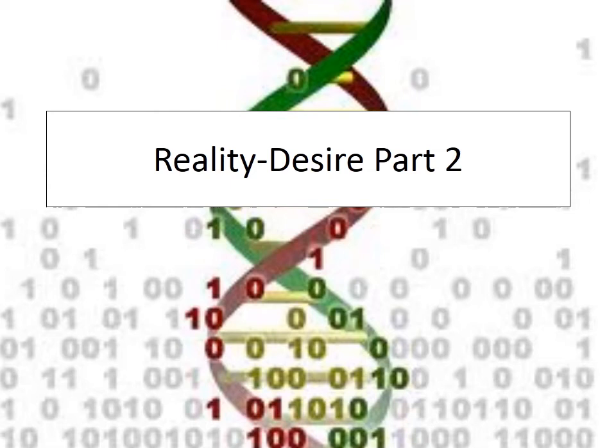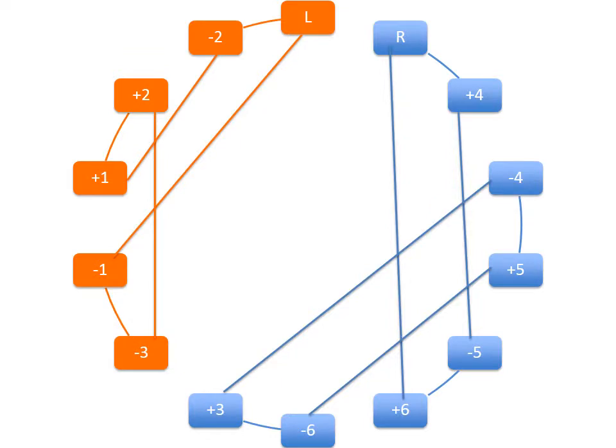Alright, Reality Desire Part 2, we're going to talk about how you deal with bad components and how you deal with specific different types of bad components. Here we have two different components, the orange component and the blue component. The orange component is composed of only one cycle, and the blue component is composed of two different cycles, but because they intersect, it just makes blue one component.